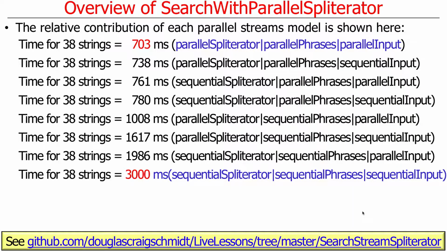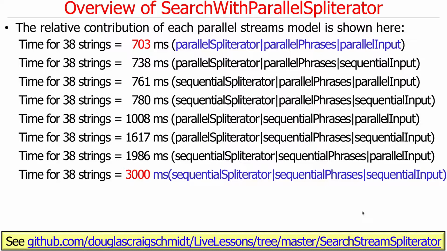And I actually wrote a little program to illustrate how all this works. This is called SearchStreamSpliterator. It's just a variant of one of the SearchStream examples here. And what we do here is I actually try every possible combination of parallel versus sequential for strings, phrases, and chunks of input strings. And so you can see here there's 8 different combinations. And this then takes a look. This runs for each work of Shakespeare. It shows all the different combinations and how they perform.